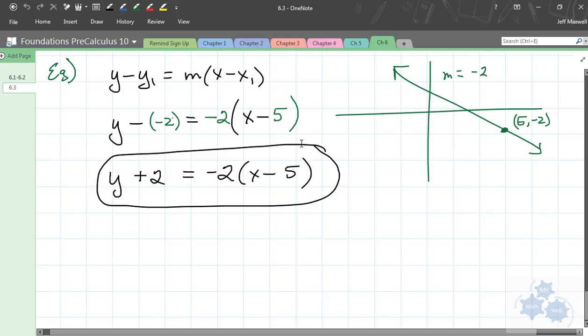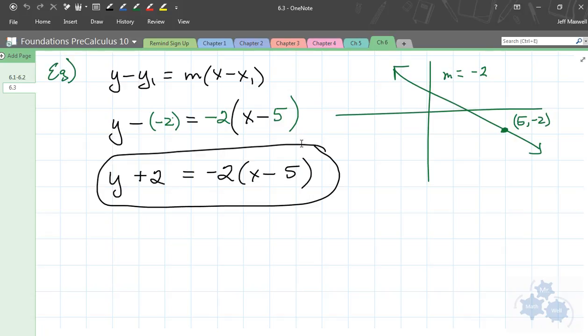Tell me if that looks right to you. Is that what you got? Or is there an error there? Compare that to what you have.